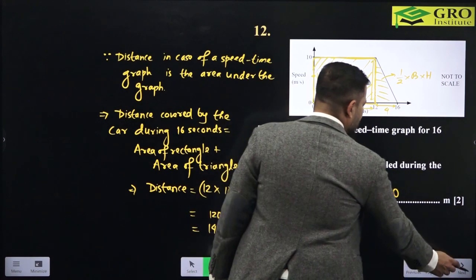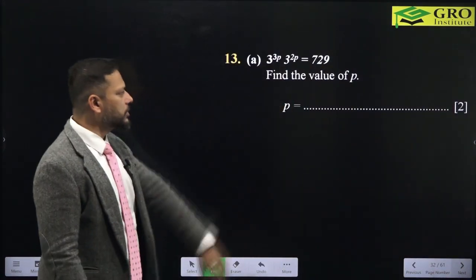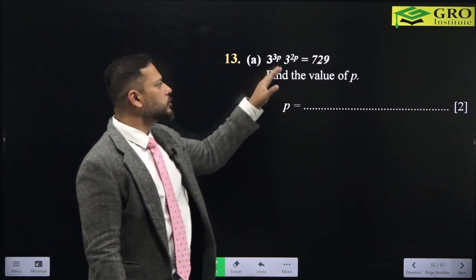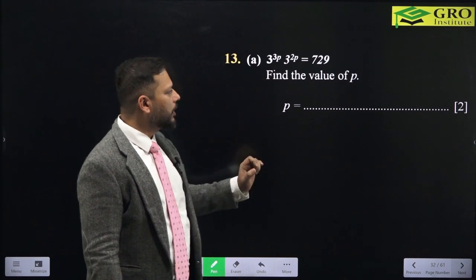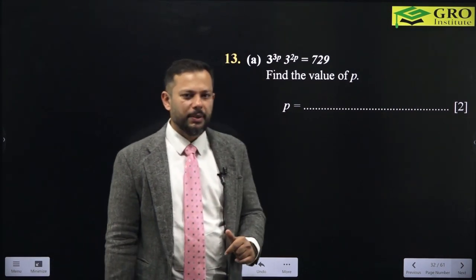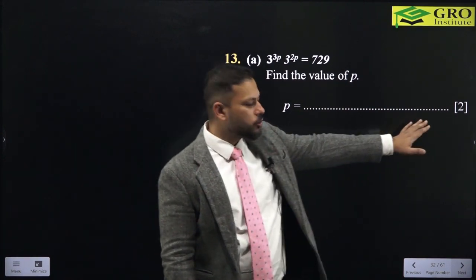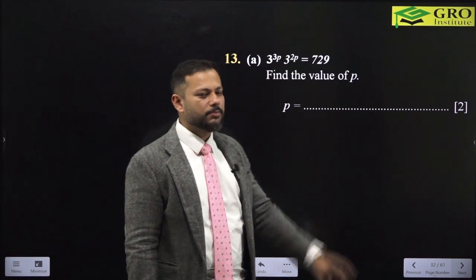Now the next question I see over here is related to indices. Question 13. This is 3 raised to power 3p times 3 raised to power 2p equals 729, and we need to find the value of p. As I look at it, it is of 2 marks, so definitely I'll be in need of solving it and showing some steps.